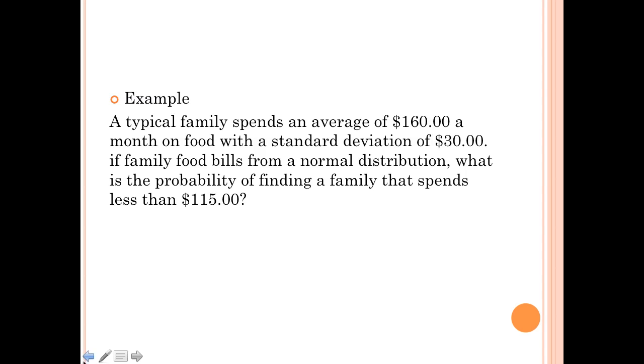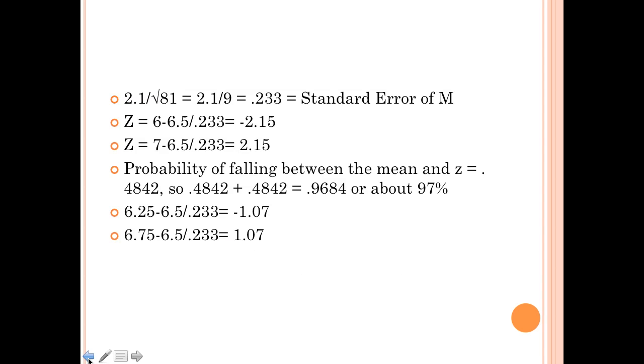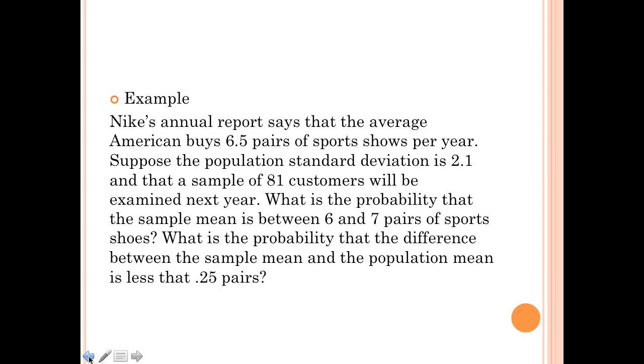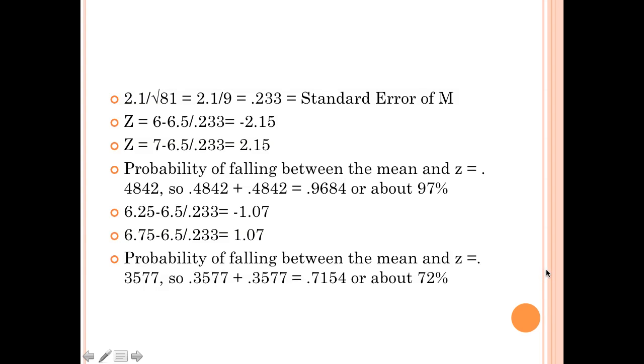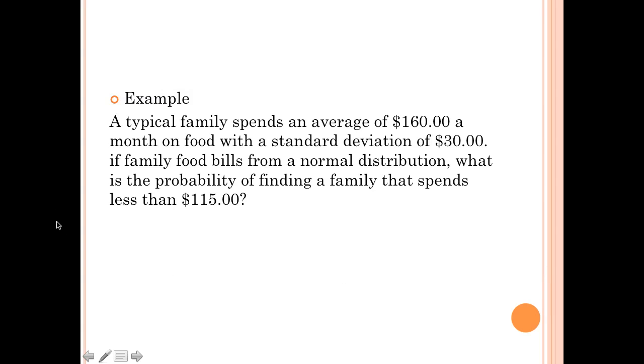So here, compared to here, so here it's asking the probability of selecting a sample that has a mean between here and here. Here, it's asking the probability of finding a single family that spends less than this amount. So you wouldn't use the standard error of the mean on this question. You would just use the actual standard deviation.